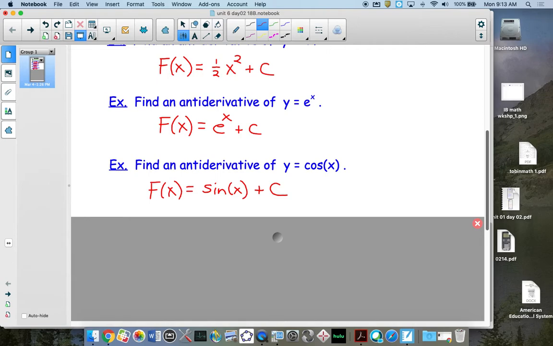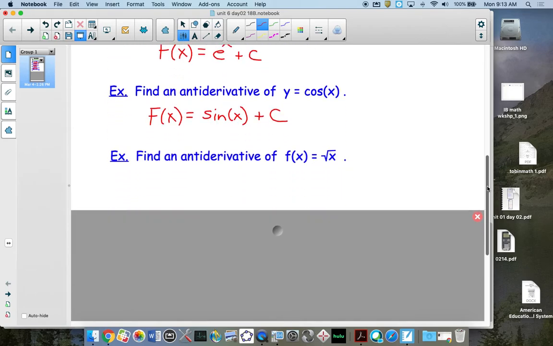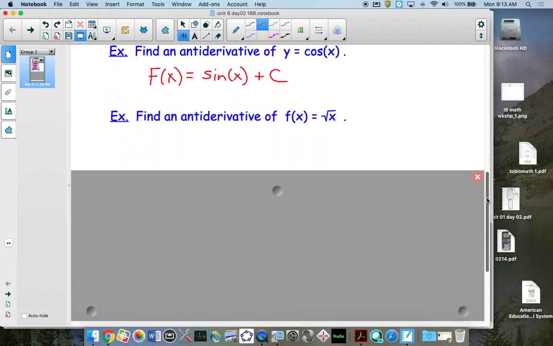Take the derivative of that answer and see where you're at. And if you need to adjust, make an adjustment. It's almost like a guess and check. Okay, find the antiderivative of f of x equals the square root of x. When you start to get to roots, you want to think of this as fractional exponents. So x to the 1/2.